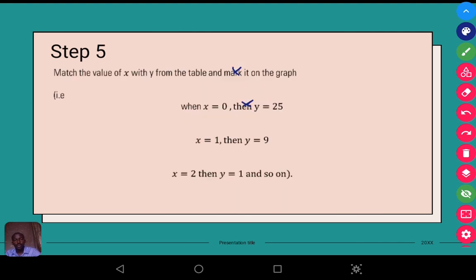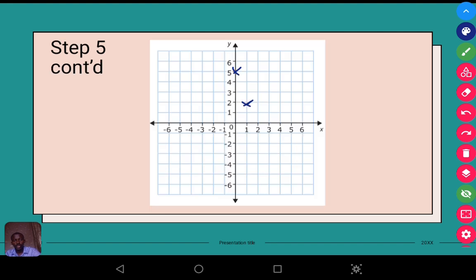Okay, now when x is 2, y is 1. So when x is 2, here is 2 for x, we have y as 1. So we're going to have it as 2 and 1. So our 1 is going to be very close down. Now that's how you keep on putting your points until you use up all the values of x and y. Now let's look at the next thing.